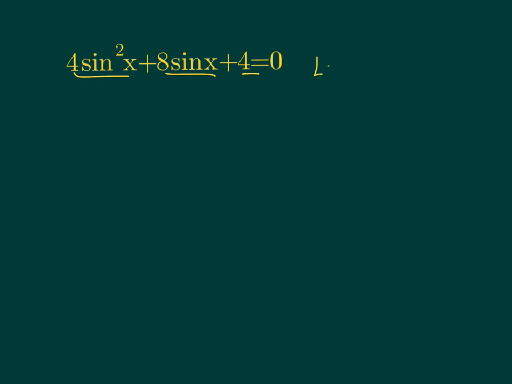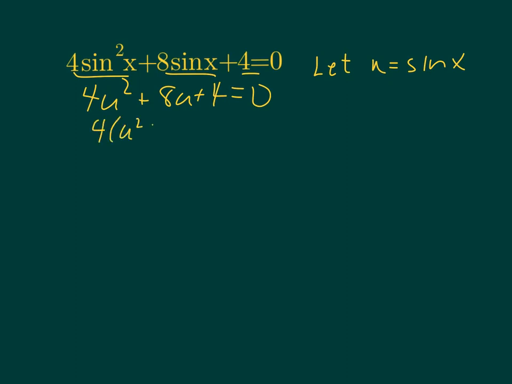But what you can do is say let u equal sine x, and if u is equal to sine x, then what we have here is 4u squared plus 8u plus 4 equals 0. And so we just recognize it to be a quadratic equation. And if we solve that, I'm going to first factor out a 4 because we can. So we've got 4 times u squared plus 2u plus 1 is equal to 0. And so we have u plus 1 quantity squared, or u plus 1 times u plus 1 equals 0.